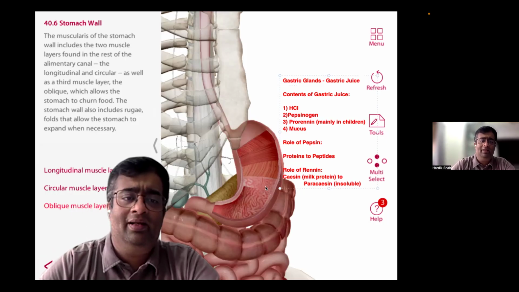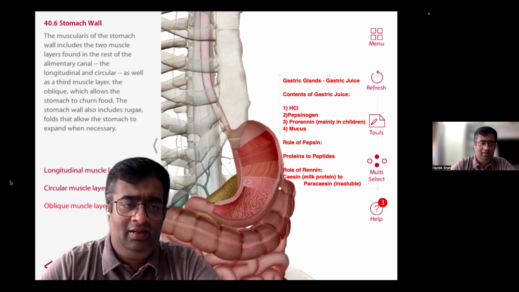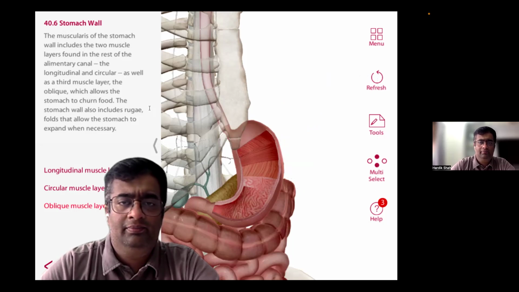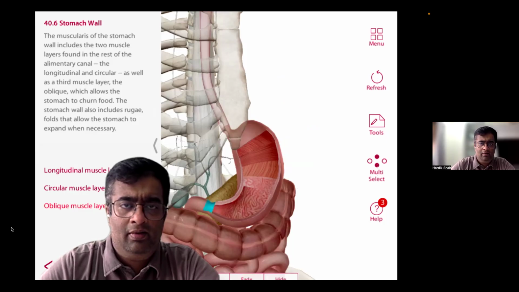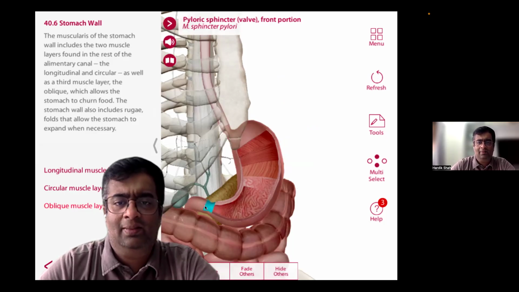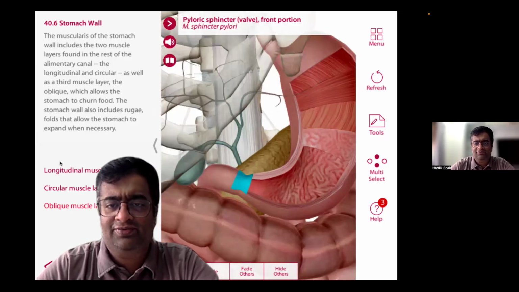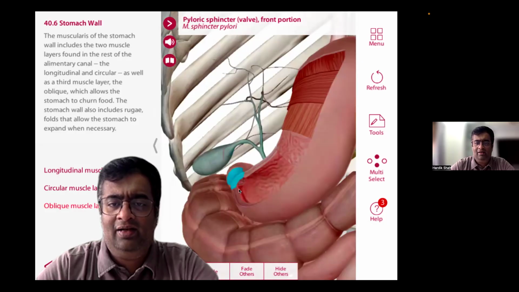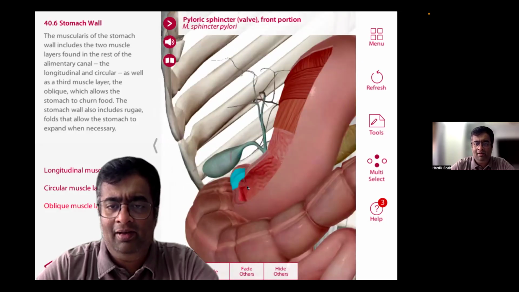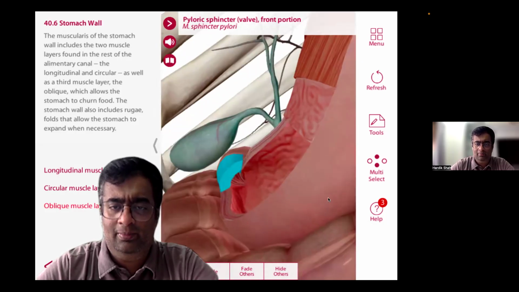Now, this chyme will be released from the stomach into the duodenum, again through a junction which is guarded by a sphincter called as the pylorus. So this is called as the pylorus or the pyloric sphincter. So this pyloric sphincter will regulate the passage of the chyme from the stomach into the duodenum.